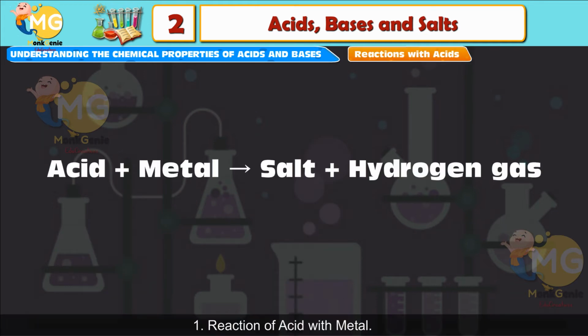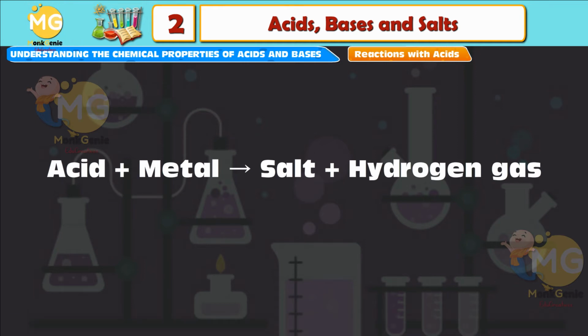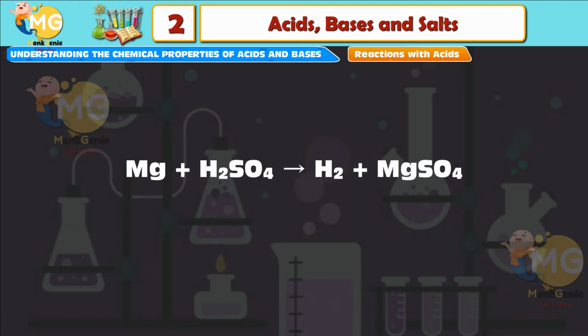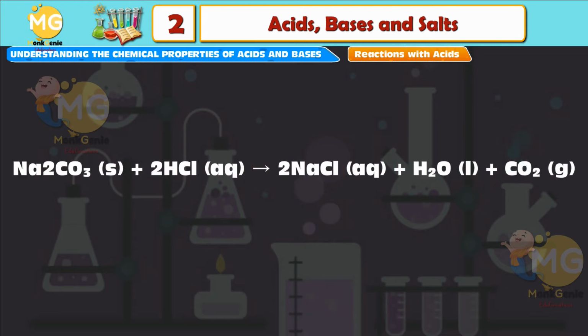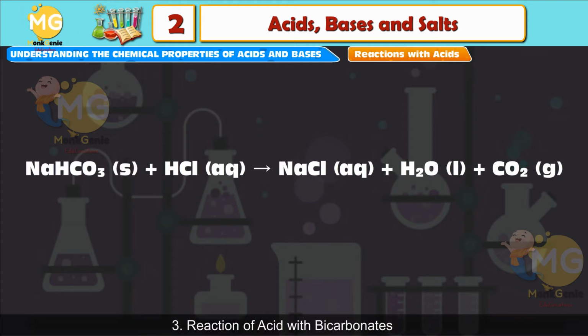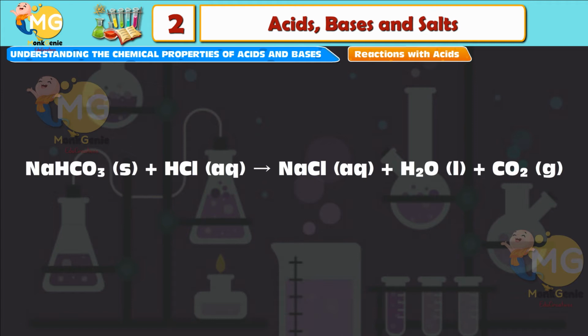Reactions with acids. 1. Reaction of acid with metal. Acid plus metal gives salt plus hydrogen gas. Mg plus H2SO4 forms H2 plus MgSO4. 2. Reaction of acid with carbonates. Na2CO3 plus 2HCl forms 2NaCl plus H2O plus CO2. 3. Reaction of acid with bicarbonates. NaHCO3 plus HCl forms NaCl plus H2O plus CO2.